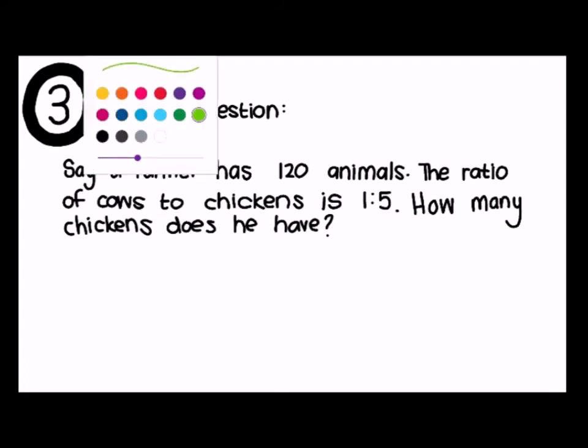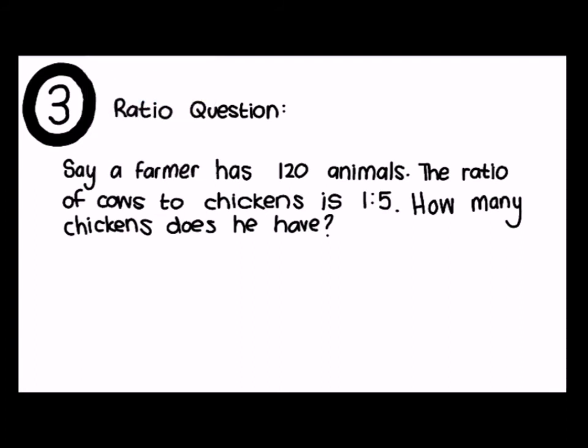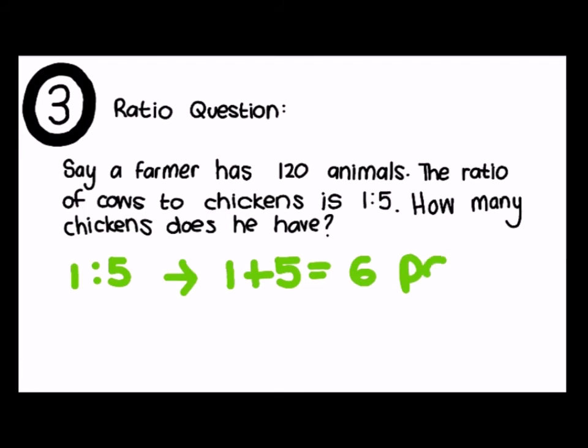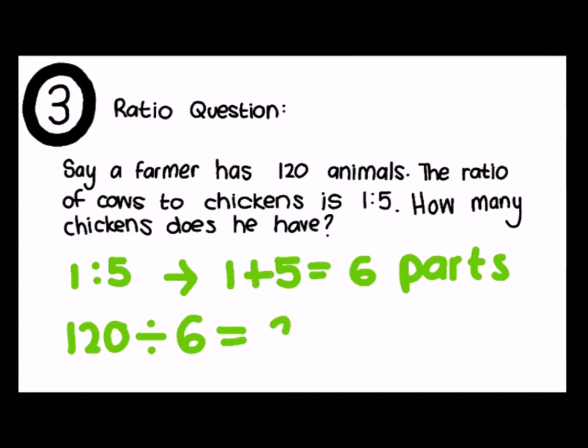So the first thing that you do with this type of question is you say, okay, we've got a ratio of 1 to 5. That means that we've got 1 plus 5 equals 6 parts. So the 120, we divide it into 6 parts first. That's the first step. Divide it into 6 parts, and we get 120 divided by 6 is 20. That's good news, we've got that part.